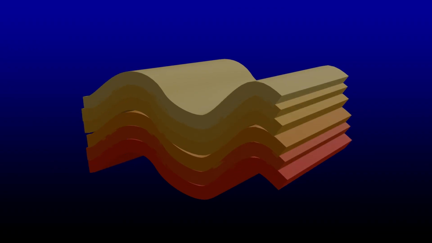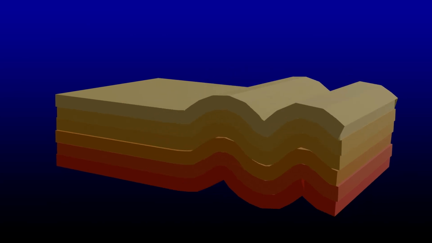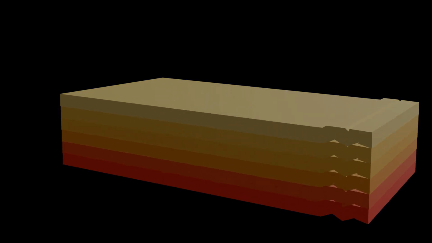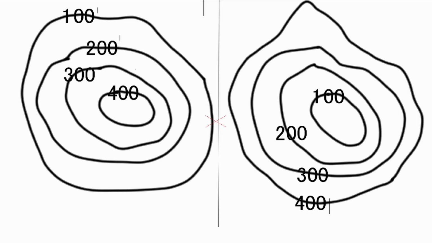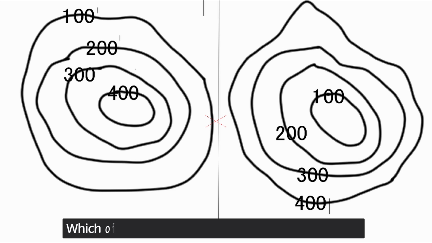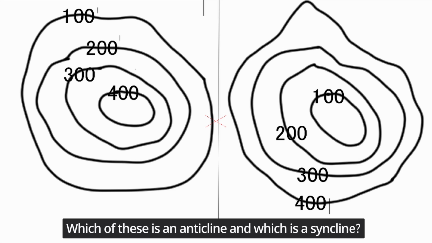So in our next video, we will discuss folds. Folds are another important geologic structure. So looking at this map, can you tell which one is the anticline and which one is the syncline? Well, that's a little bit tricky, right?